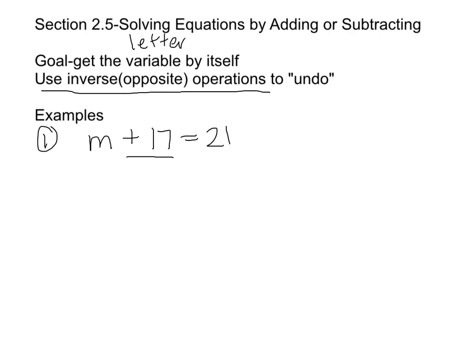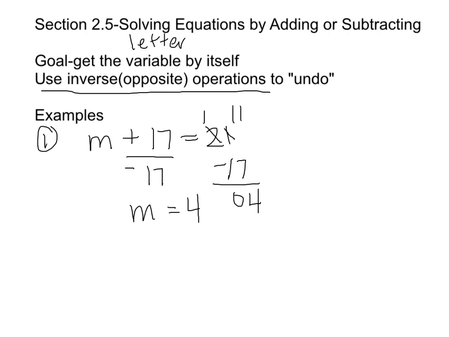Right now I have adding 17, so to both sides I'm going to subtract 17. 17 minus 17 is 0, so on this side I get m equals, then I have to subtract on this side, 21 minus 17. I can't take 7 away from 1, so I cross that out, make it a 1, cross that out, make it an 11. 11 minus 7 is 4. 1 minus 1 is 0. So my answer is m equals 4.